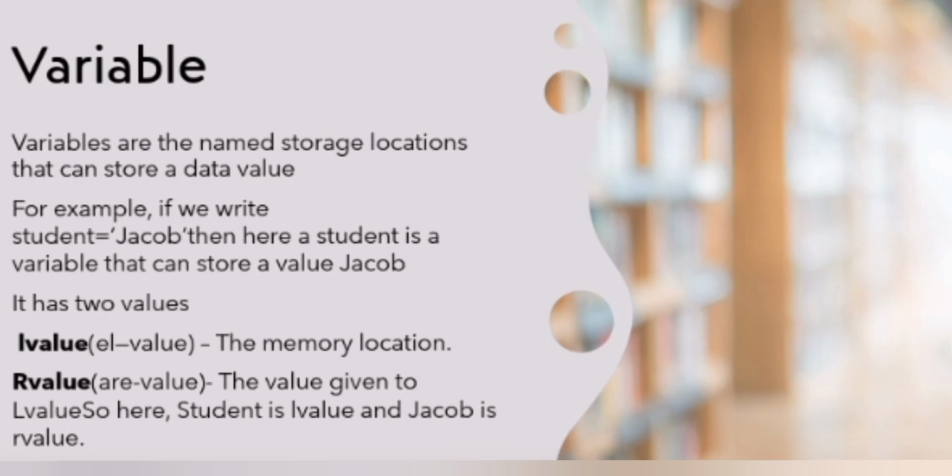Now comes the concept. If somebody asks you what is a variable, you will say it is a named storage location that can store a data value. So suppose we are writing A is equal to 5 or A is equal to Jacob, so A becomes the L value. L value is the left hand side value, which is the memory location, and after is equal to, we are writing some value that becomes the R value or the right hand side value for that variable, right?